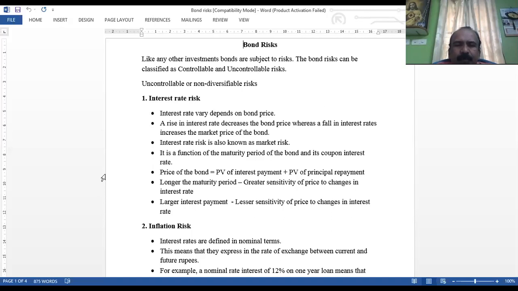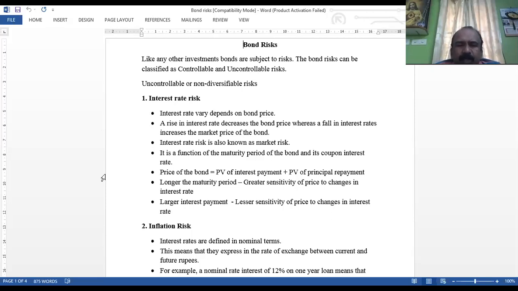The interest rate greatly affects the bond price. We have seen that yield and bond price are inversely related. The higher the yield, the lower the price; the lower the yield, the higher the price. So both are inversely related. A rise in interest rate decreases the bond price, whereas a fall in interest rate increases the market price of the bond. This is what we have seen earlier: yield and price are inversely related.